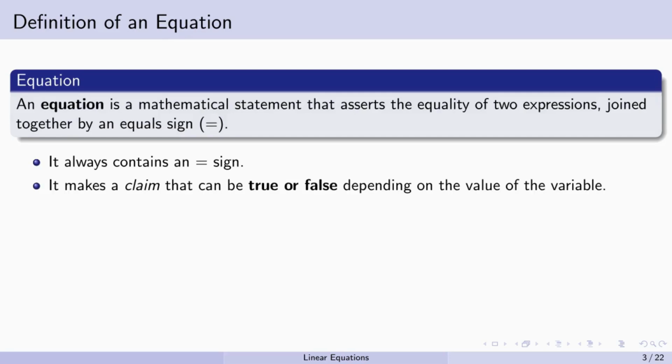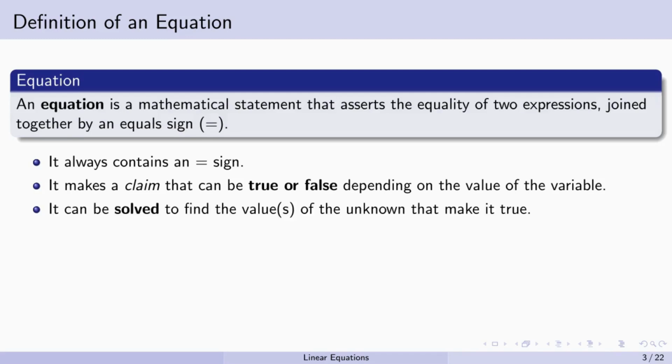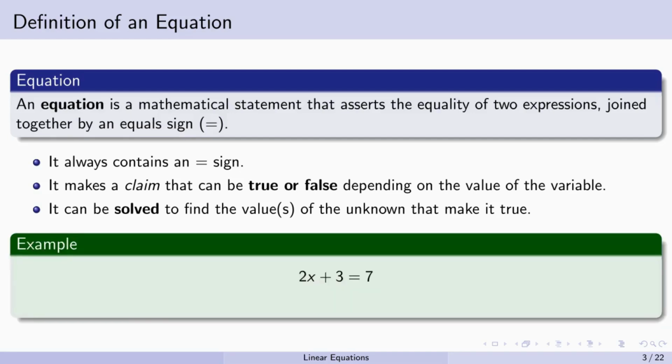Second, it's making a claim. That claim can be true or it can be false, depending on what number we plug in. And third, because it makes a claim, we can actually solve it. We can hunt for the value that makes the claim true. Look at this example. 2x plus 3 equals 7. This is saying that there is some number x, and when you double it and add 3, you get 7. Our job now is to go find that number.